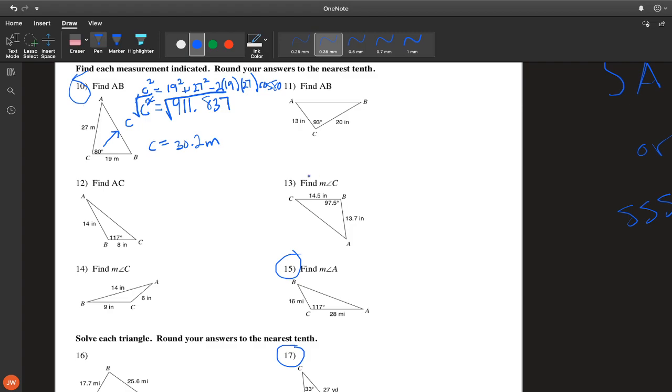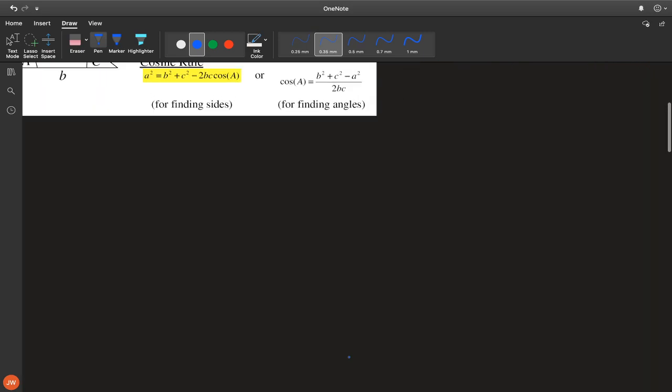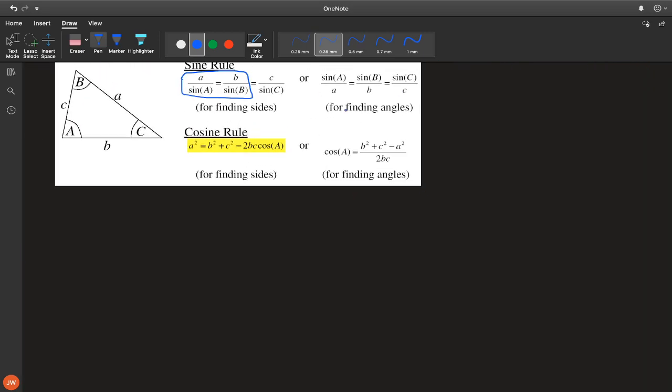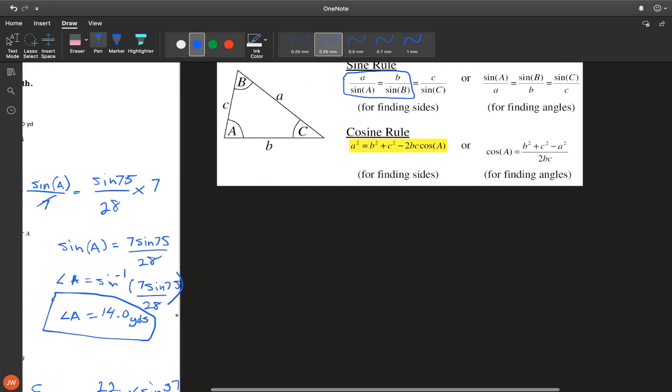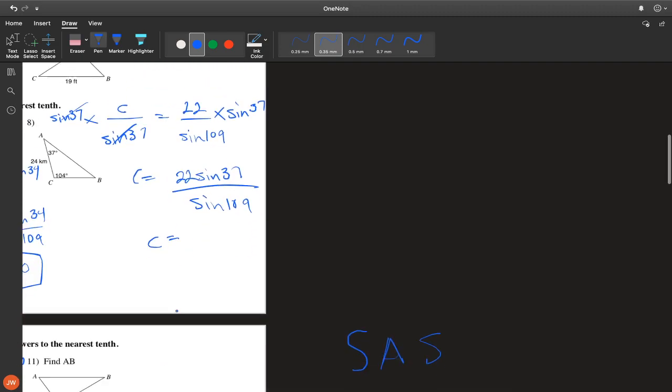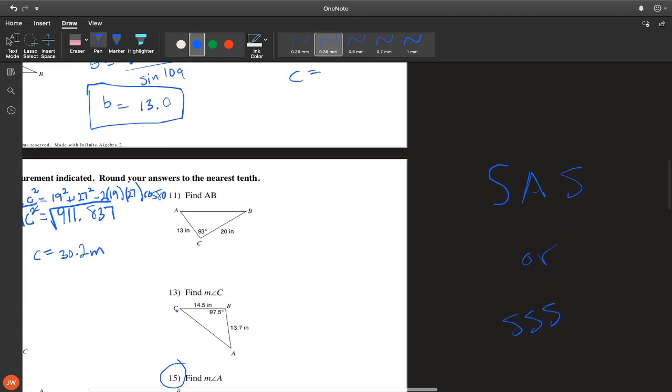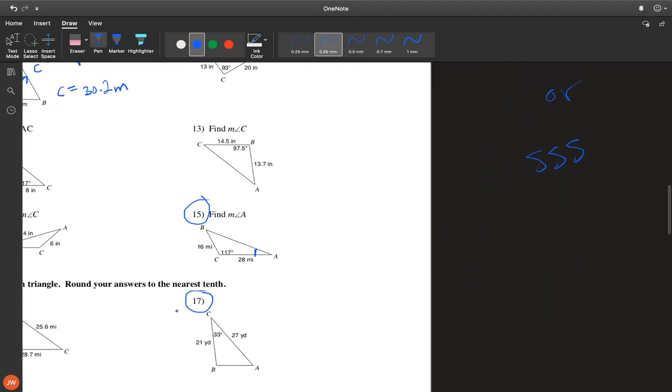Now, for 15, you want to find angle A. So we're going to have to use, if I go back up here, well, we can use this version of the formula, and it'll be easier. It's just a transformed version. I can show you how you would transform it.